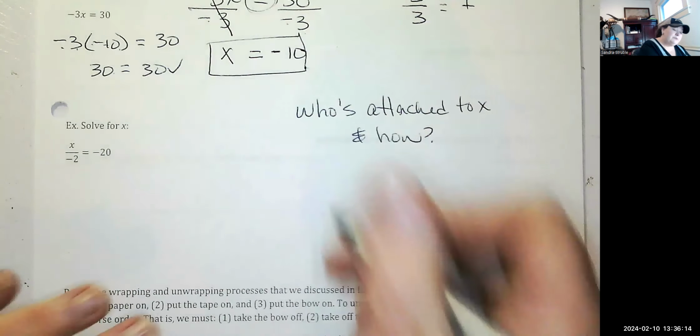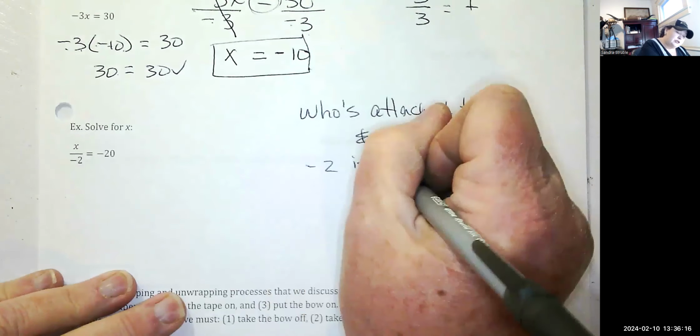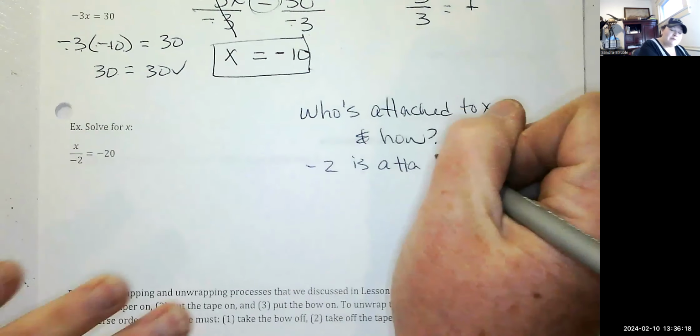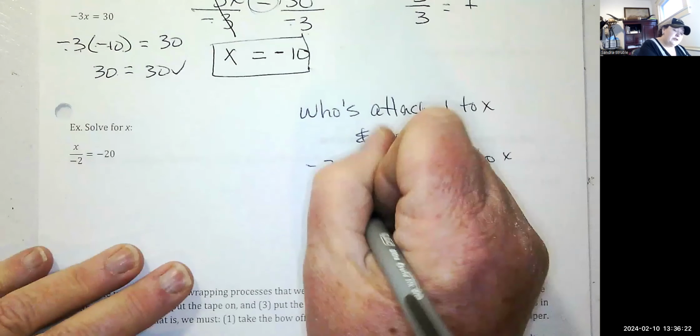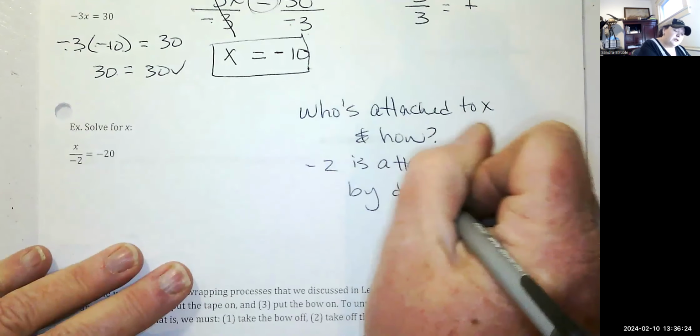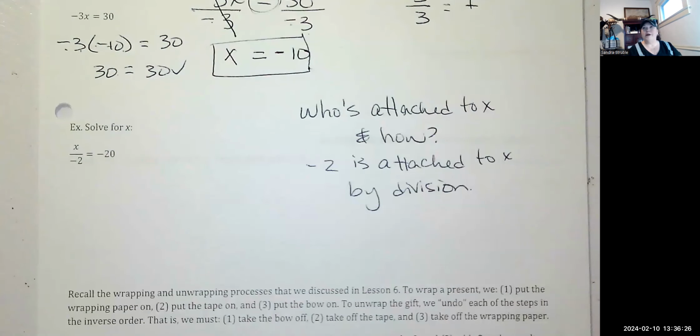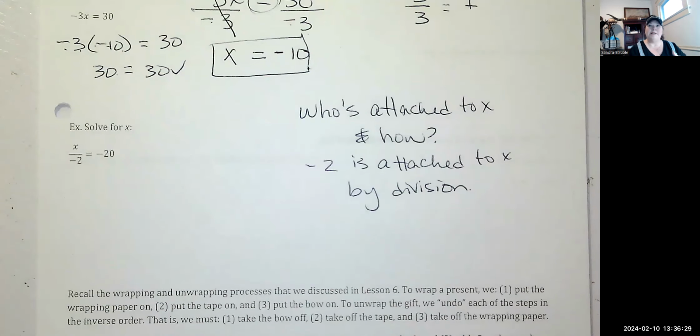All right, I'm going to write that. Negative 2 is attached. This is my conversation I have with myself. Attached to x by division. So I've answered my question. No, you don't have to write this down, but these are the questions you should be asking yourself. And then what is the inverse or the opposite of division? And that's multiplication. So that's the next thing I do.